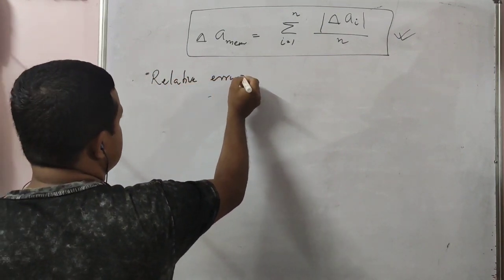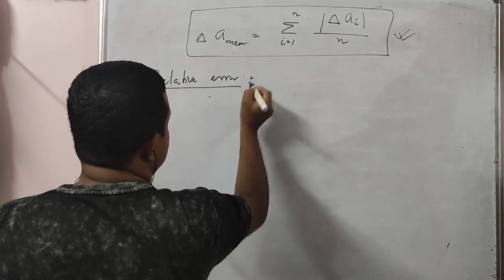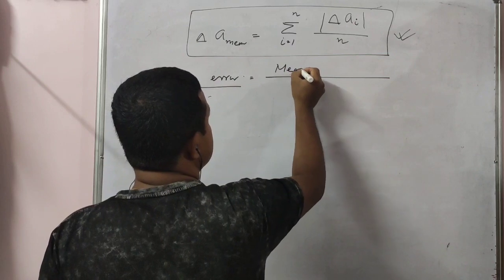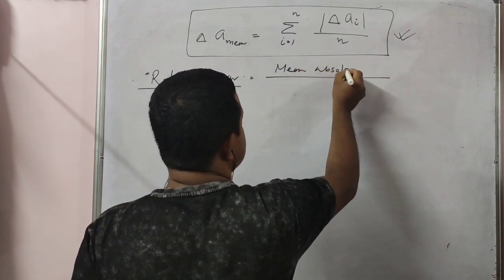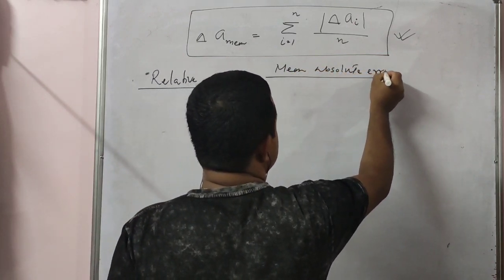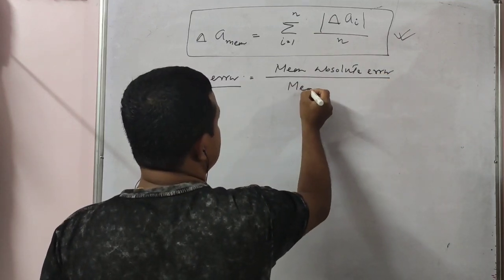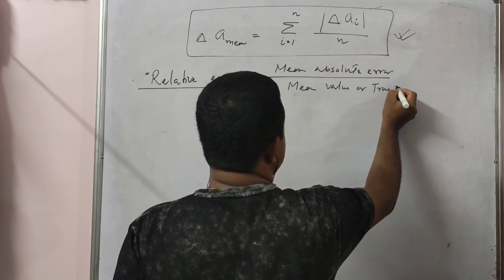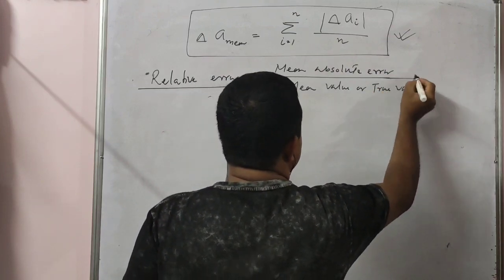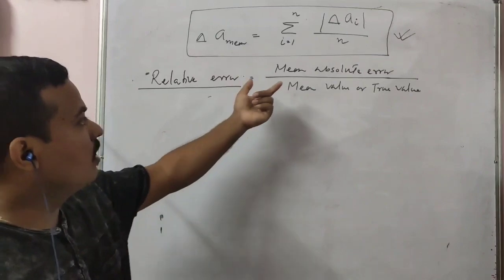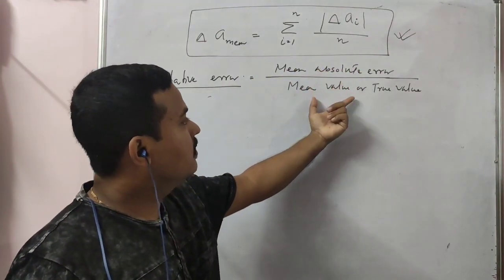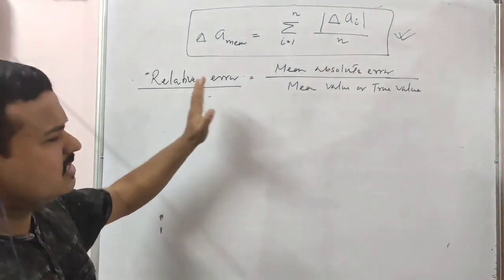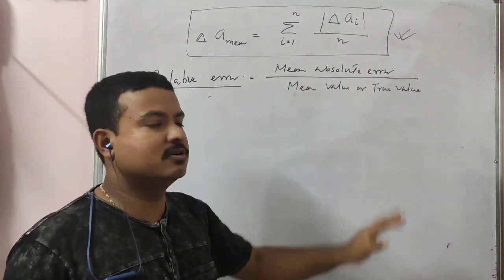Relative error. The relative error means what? It is simply mean absolute error divided by mean value or true value. So simply you can say that the ratio of mean absolute error to the mean value or true value is called what? Relative error. So this is simply the mathematical definition. You just remember this relation.